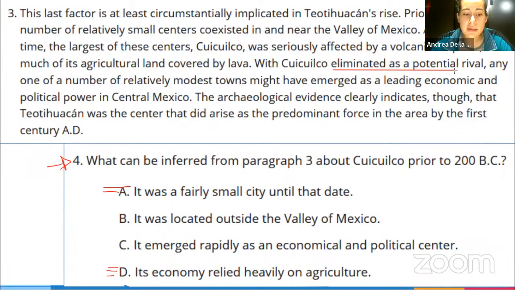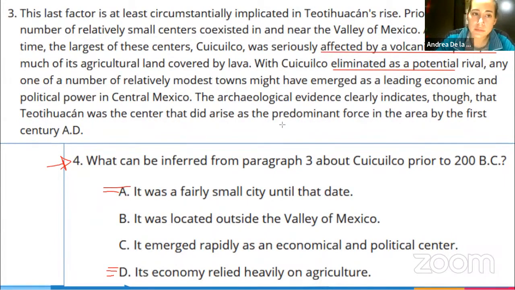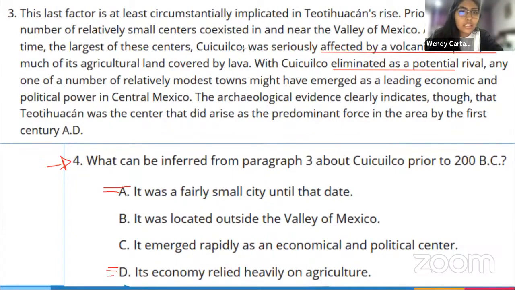Okay. And can anyone tell me why D? Wendy, why D? Because it says that Cuicuilco, after it was affected by a volcanic eruption, was eliminated as a potential rival. So I think it's D. Because it was covered by this lava, all the agricultural land.